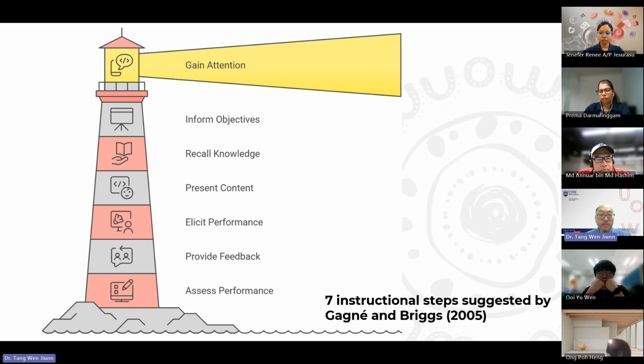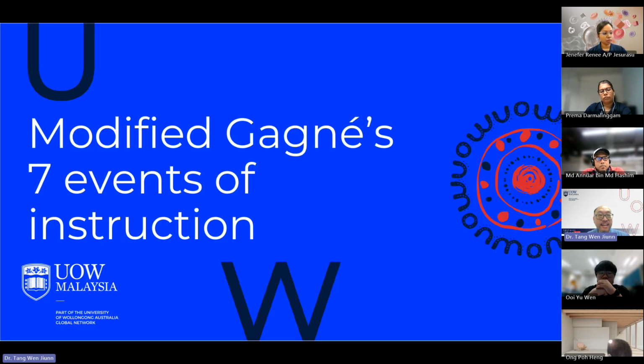What's missing from Gagne's events of instruction will be provide learning guidance. Okay, that one is basically already absorbed into present content. And another one is enhance retention and transfer. Okay, that is not covered here. So enhance retention and transfer, that will be after assess performance. Okay, so those two are not inside here. That's why the title here is modified Gagne. Okay, the original Gagne has 9.